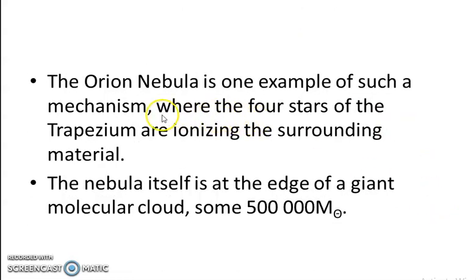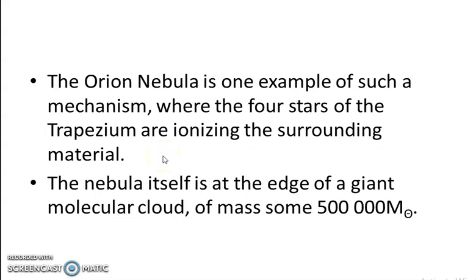The example for such a mechanism by which star formation is triggered by the expanding H2 region is the Orion Nebula. Here the trapezium stars, we have already seen that the trapezium stars are the brightest stars of the Orion Nebula. They are ionizing the surrounding material. They are forming the H2 region. And this Orion Nebula is at the edge of a giant molecular cloud having mass of the order of some 5 into 10 to the power 5 times the mass of the sun.